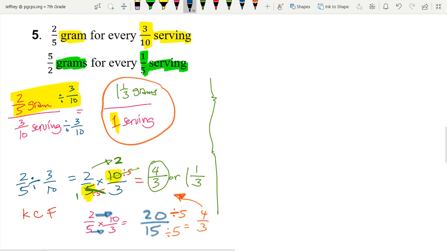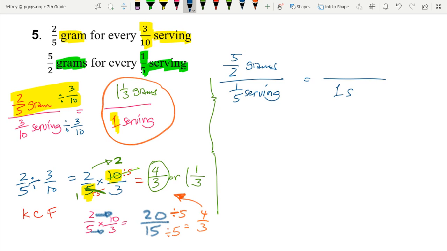Let's do the second statement. It says 5 over 2 grams for every 1/5 serving. Again, we're getting the unit rate, 1 serving. So how do we get 1/5 to become 1? We're dividing it by itself. So we're dividing by 1/5, and that becomes a 1. So let's focus at the top. Okay, so it's the same thing.